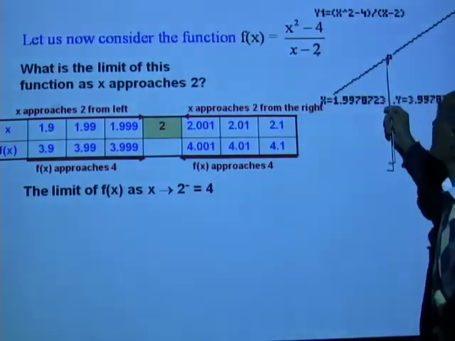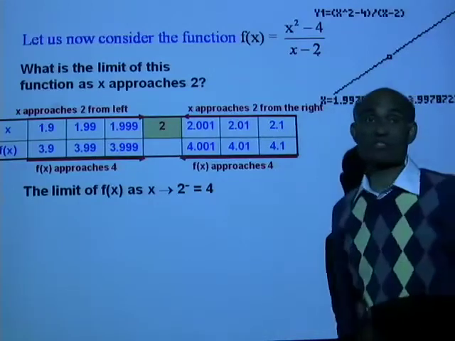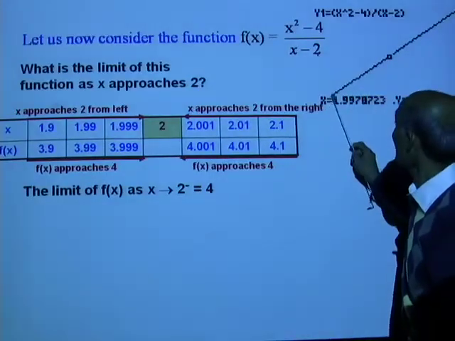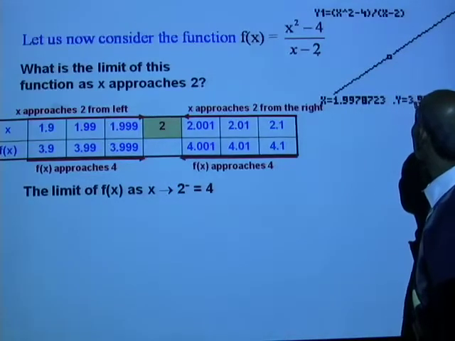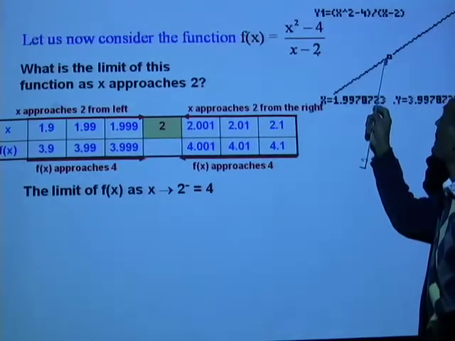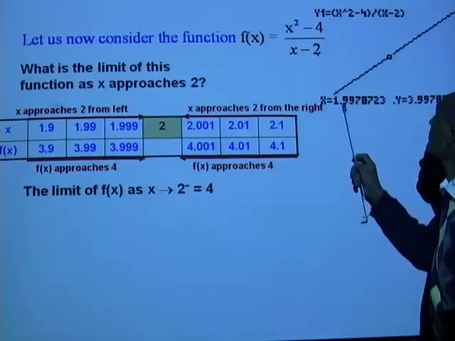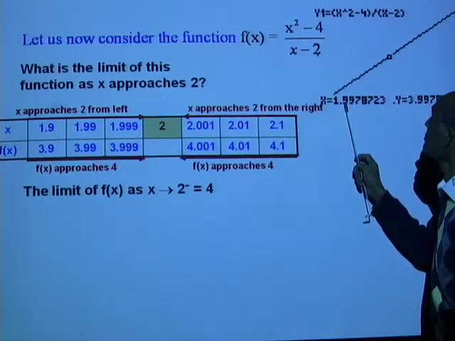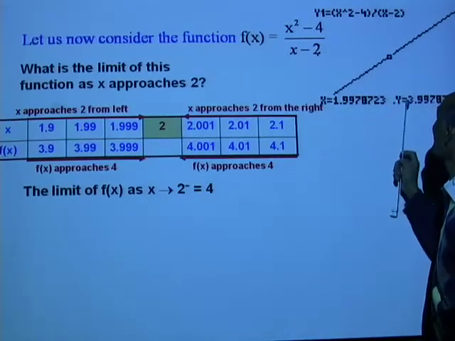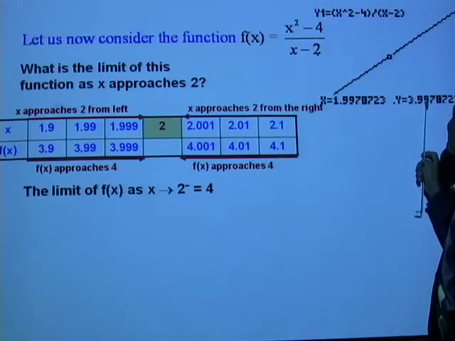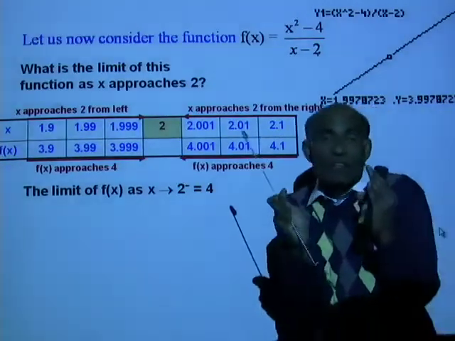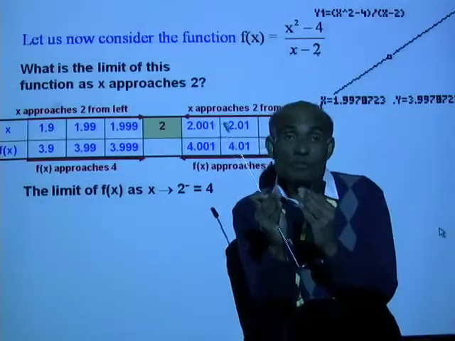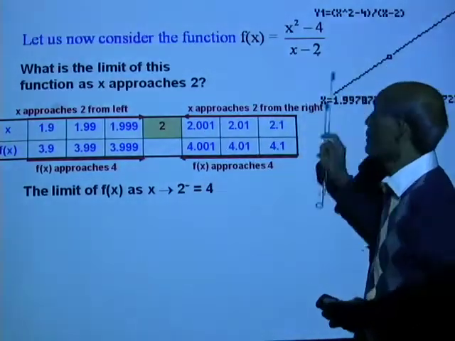Now, this is the graphical representation. I have actually shown you this graph before. As x gets closer and closer to 2, the output is closer and closer to 4. Now, what is that point shown there? The input is 1.997 and so on. The output is 3.997 and so on. So, as x gets closer to 2, the output gets closer to 4.